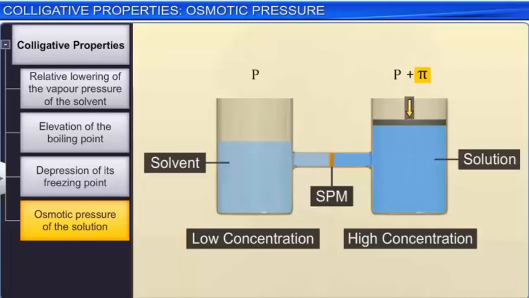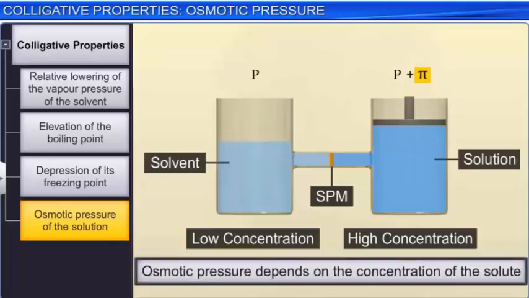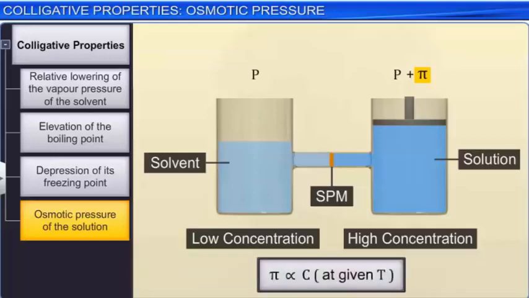Osmotic pressure, like other colligative properties, does not depend on the identity of the solute, but on its concentration. It has been found experimentally that osmotic pressure pi for dilute solutions is proportional to molarity C of the solution at a given temperature T.